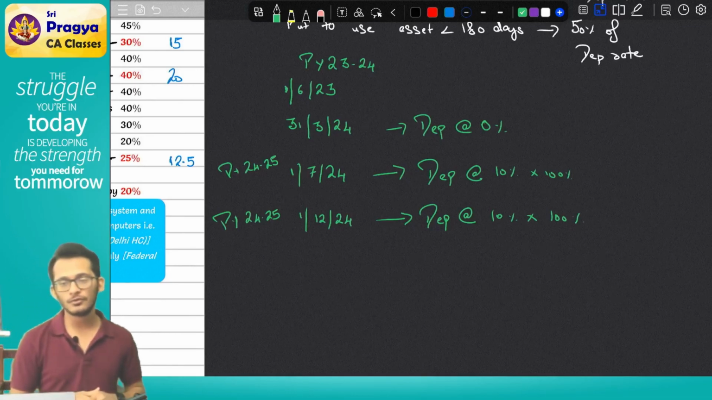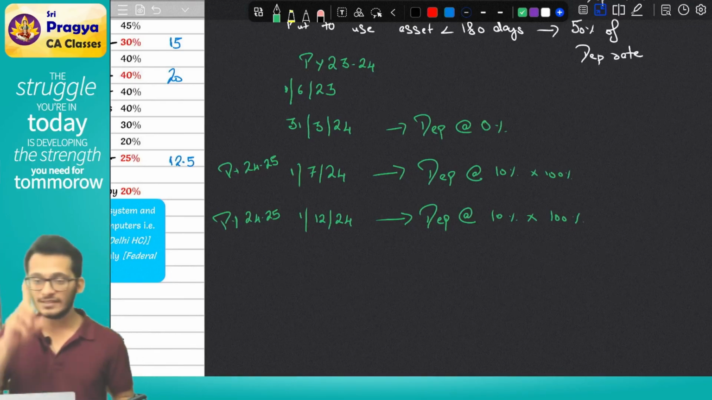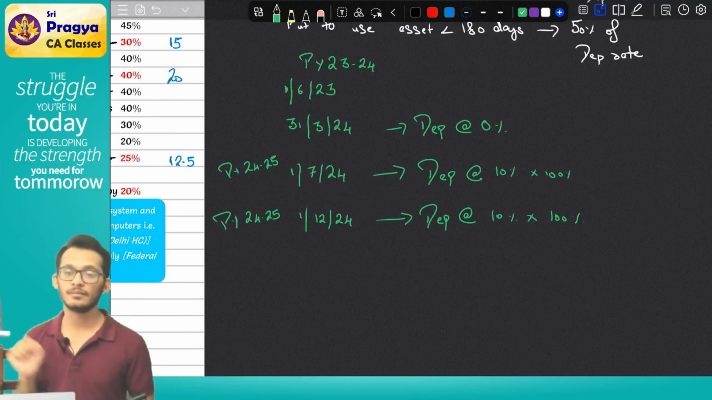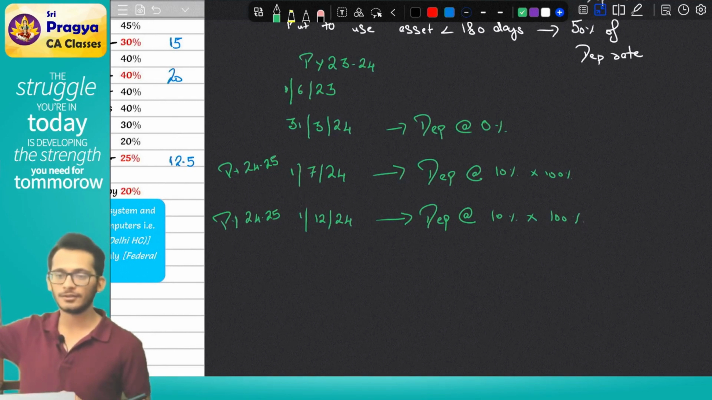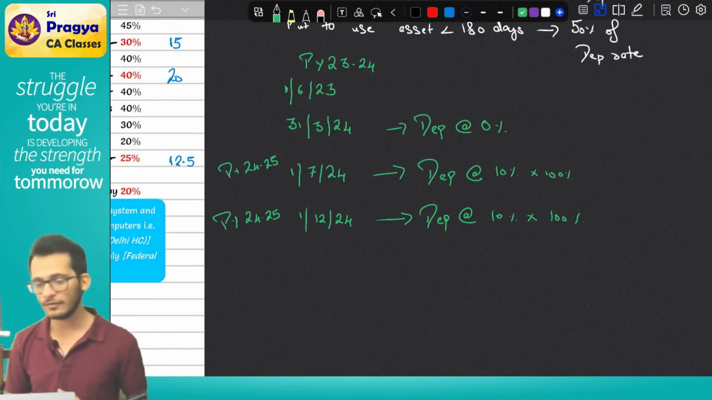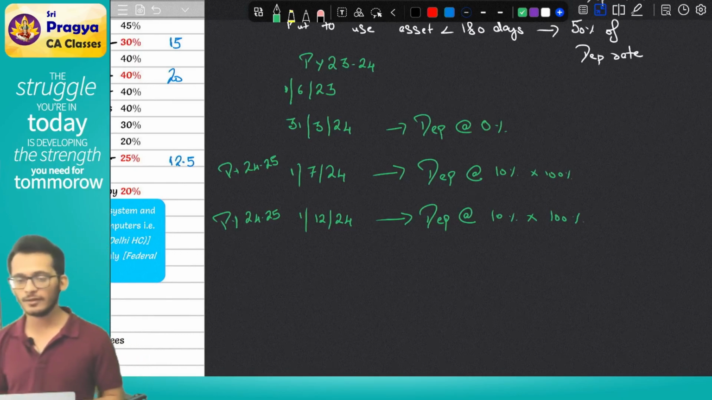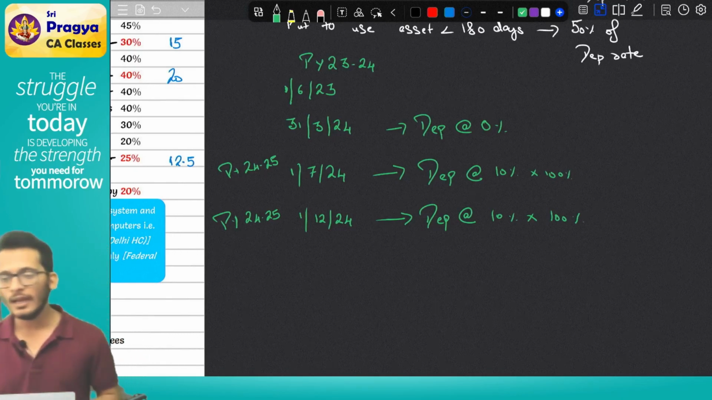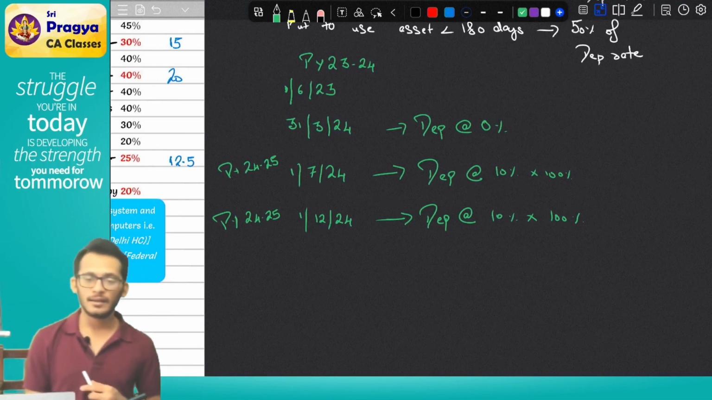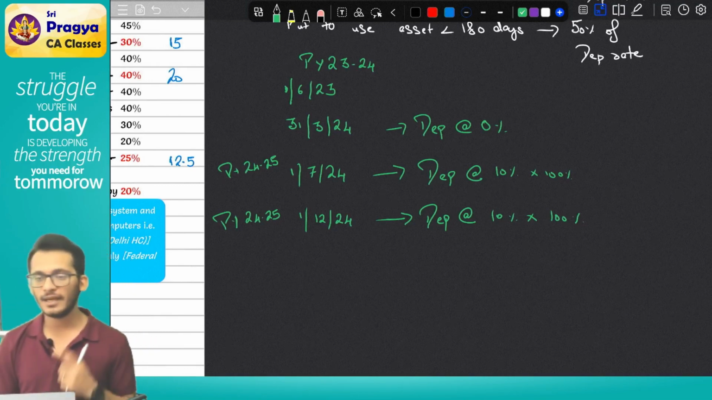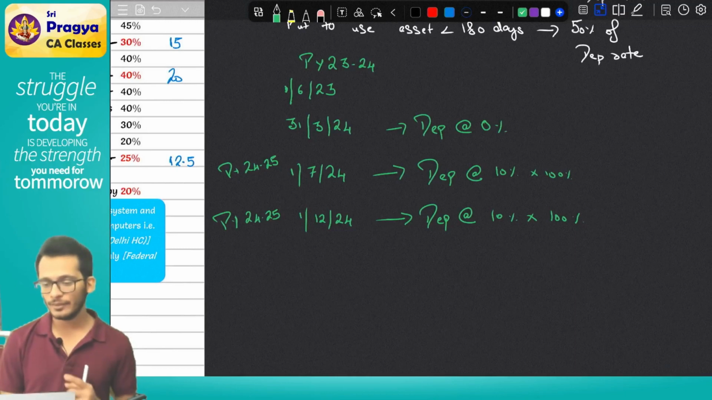The put-to-use criterion only comes in the first year of acquisition. Is this the first year of acquisition or the second year of acquisition? It is the second year of acquisition. The moment it is the second year of acquisition, it is already a part of your opening block, and therefore the asset will continue to be depreciated at 100%. Yes or no?